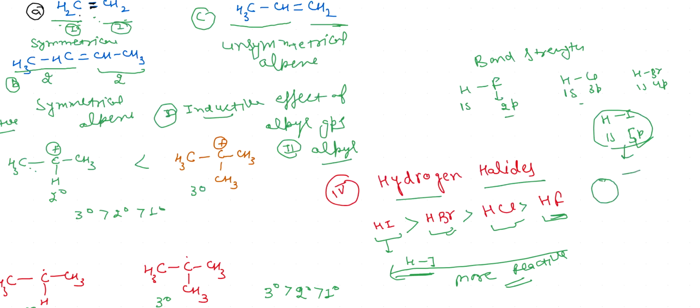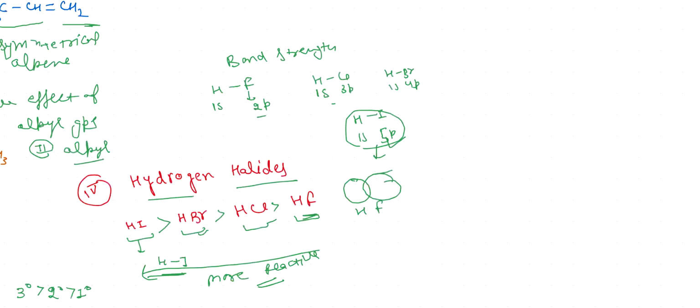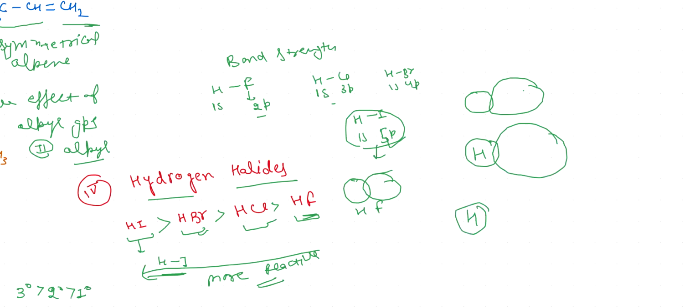This is the bond between H and F. The overlapping in HCl looks like this, the overlapping in HBr looks like this, and HI is like this. So the bond between these two is very weak relative to the other hydrogen halides. That's why HI is more reactive.